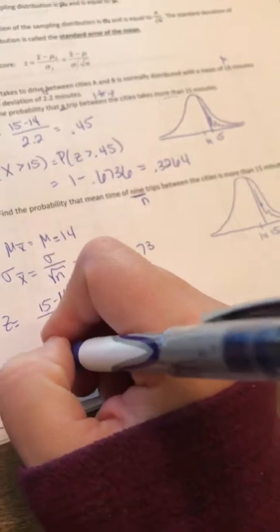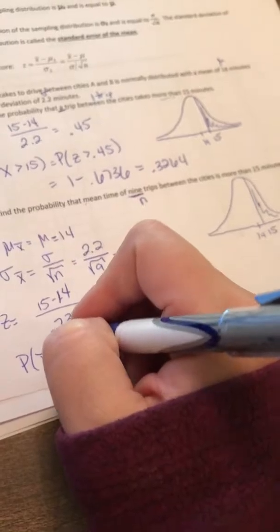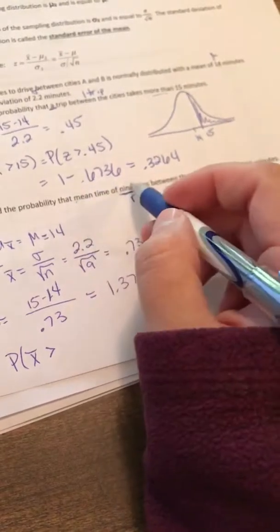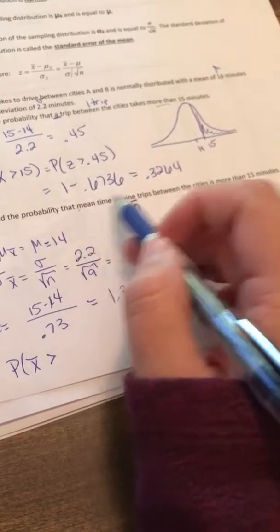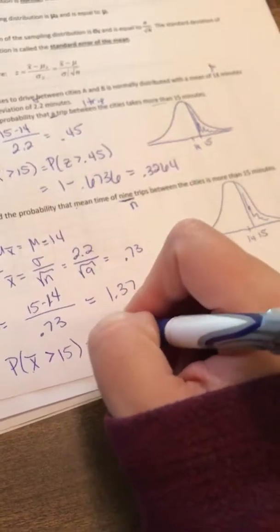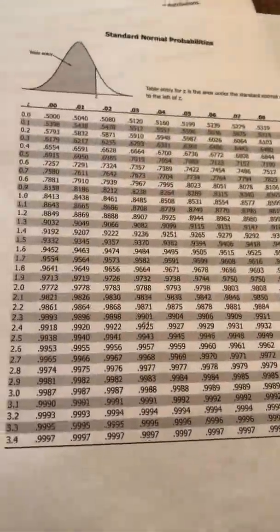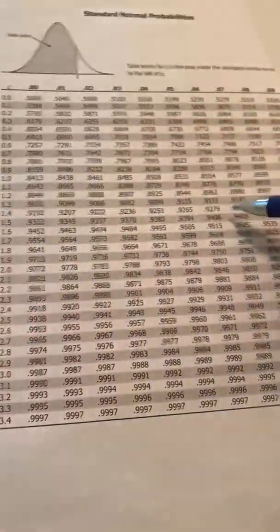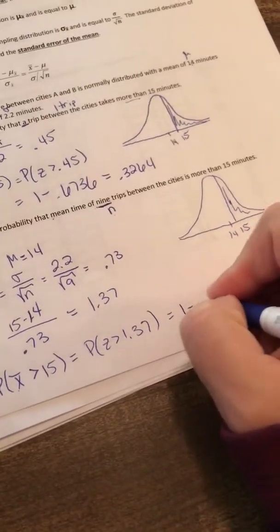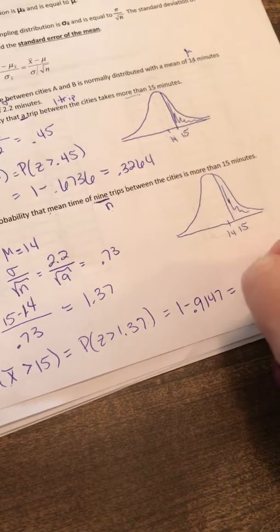So the probability that x bar, because it says the mean of 9, so x bar means the mean for a sample. You could say mean of 20, mean of 30, whatever. So the mean of this sample. So the probability that x bar is greater than 15 is the same as z being greater than 1.37. Again, you have to remember to take it away from 1. So for 1.37, we go to 1.3 over to 0.07, 0.9147. And you get 0.0853.